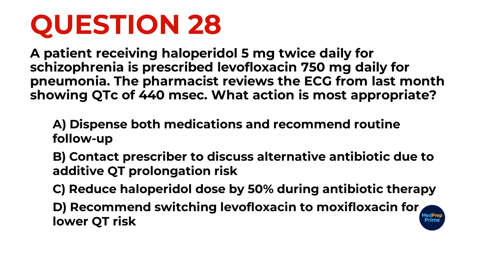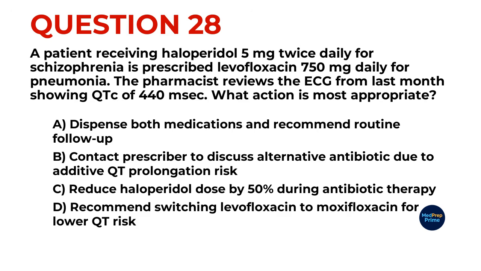A patient receiving haloperidol, 5 mg twice daily for schizophrenia, is prescribed levofloxacin 750 mg daily for pneumonia. The pharmacist reviews the ECG from last month, showing QTc of 440 milliseconds. What action is most appropriate?